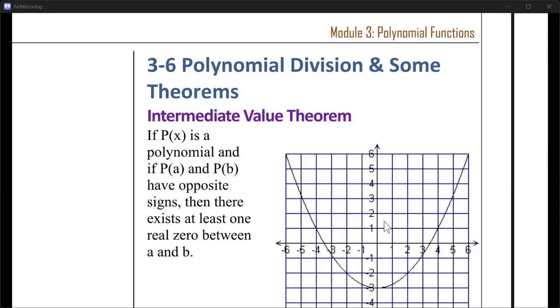Hello students. In this lesson, we will study some theorems about zeros of polynomials, and it turns out that the zeros of polynomials are related to polynomial division, one specific type of polynomial division which we will talk about, and some theorems, some results related to these concepts. Let us begin with the intermediate value theorem.